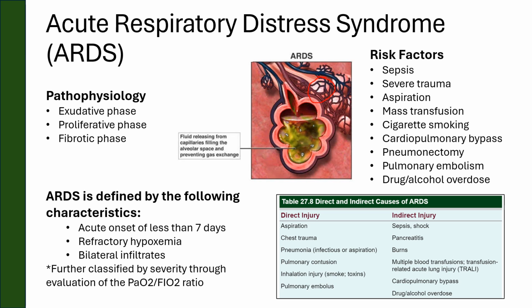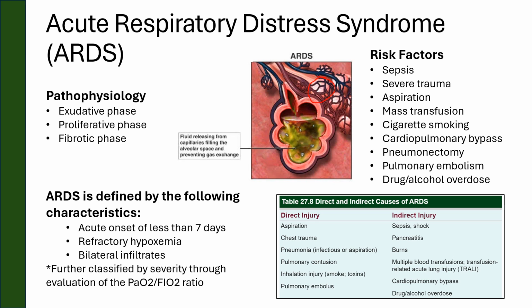Okay, so two problems. That increased permeability is causing the fluid to come in, and then the cells that produce surfactant are damaged. So we're going to have very, very little surfactant, which is going to cause a problem keeping those alveoli inflated. So big problems.